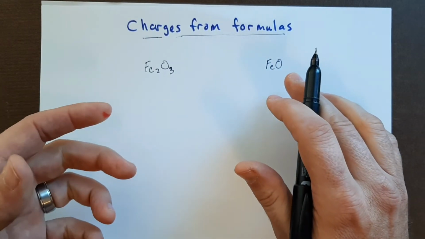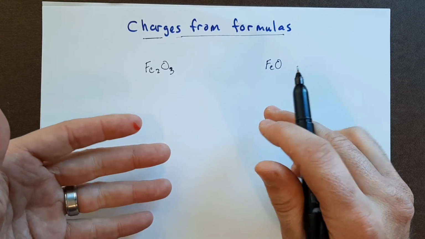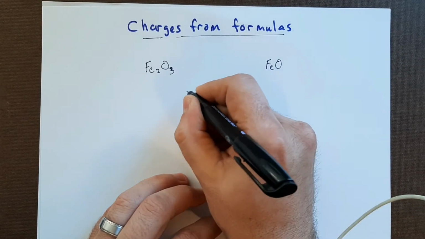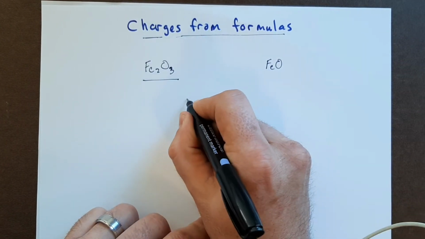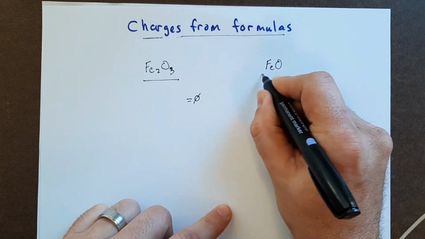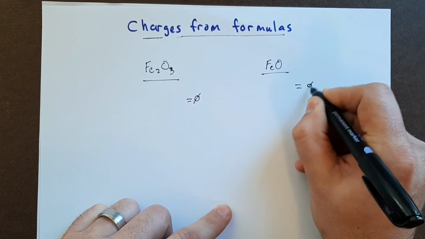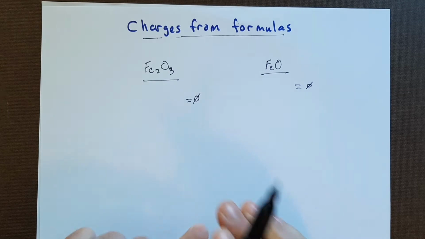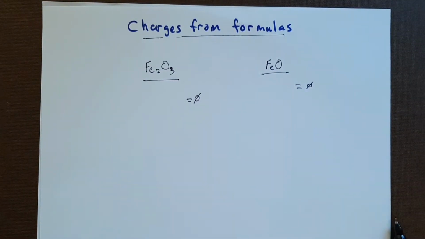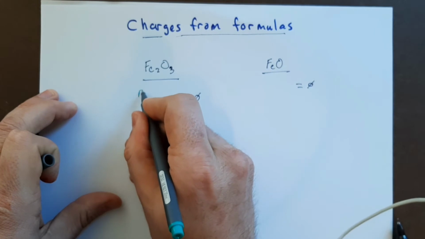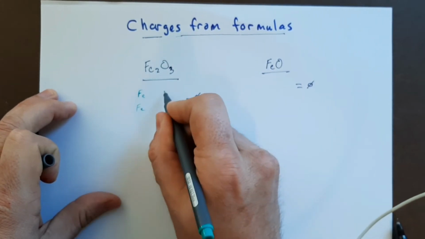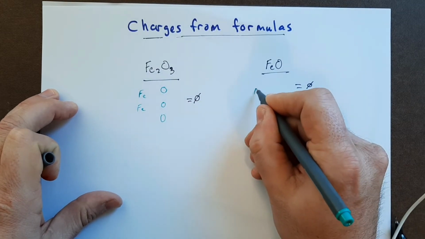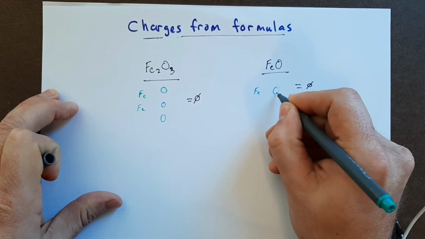So which irons are we looking at here? What's the charge of these two irons? Well, we need to deconstruct these, remembering that they each had to add up to 0, right? So whatever charges here had to add up to 0, a neutral ionic compound. So if we break this down, here we have 2 irons and 3 oxygens. And here we have 1 iron and 1 oxygen.